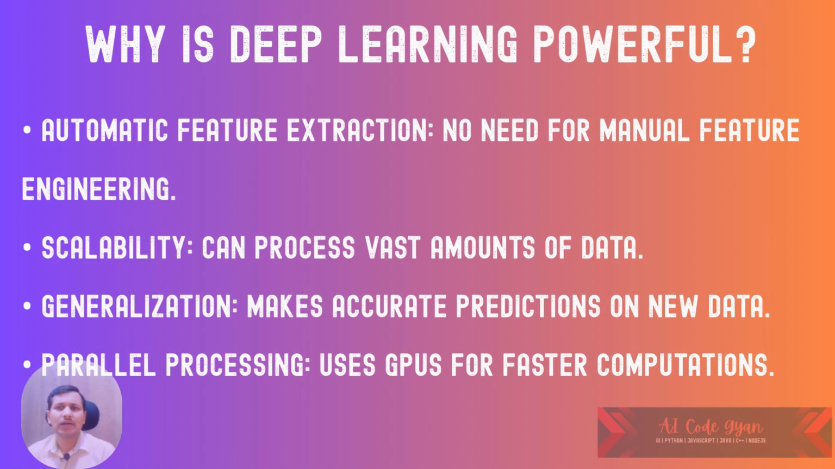Now how is deep learning powerful? Automatic feature extraction is one of the premium features it has. There is no need for manual feature engineering involving all sets of pre-processing. We can simply give inputs to the neurons, and we need to train the model. It is highly scalable and can process vast amounts of data. It generalizes predictions, making more accurate predictions on new data. Parallel processing: it uses GPUs for faster computations. That's why we use neural networks for large amounts of computation, and they are trained on large data sets.